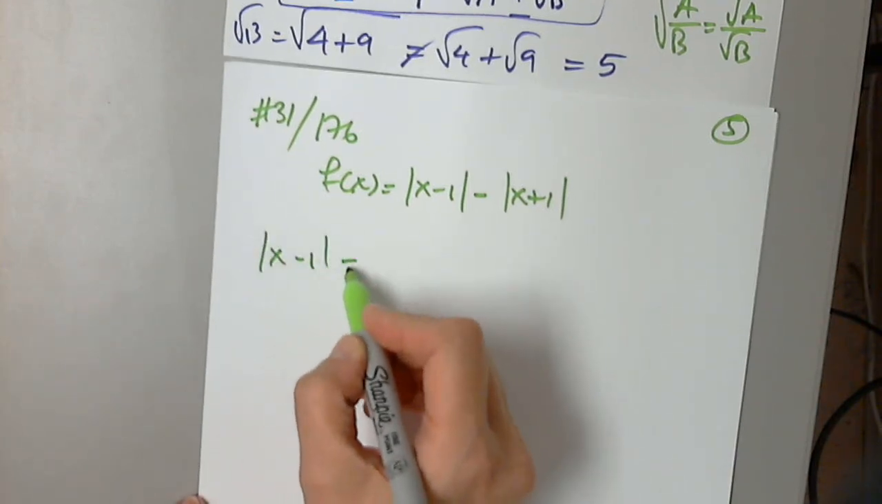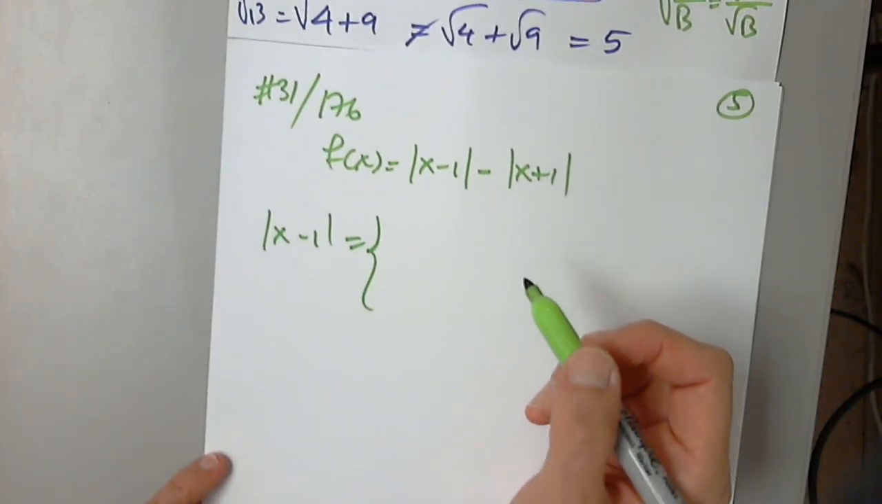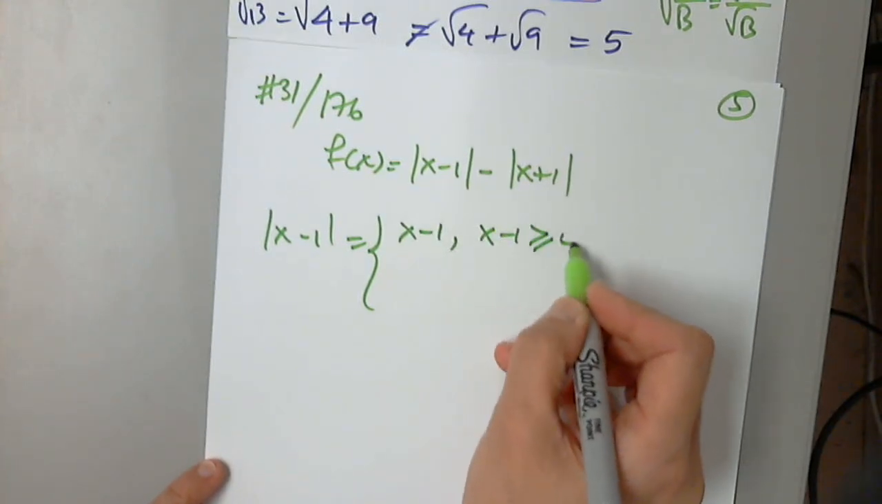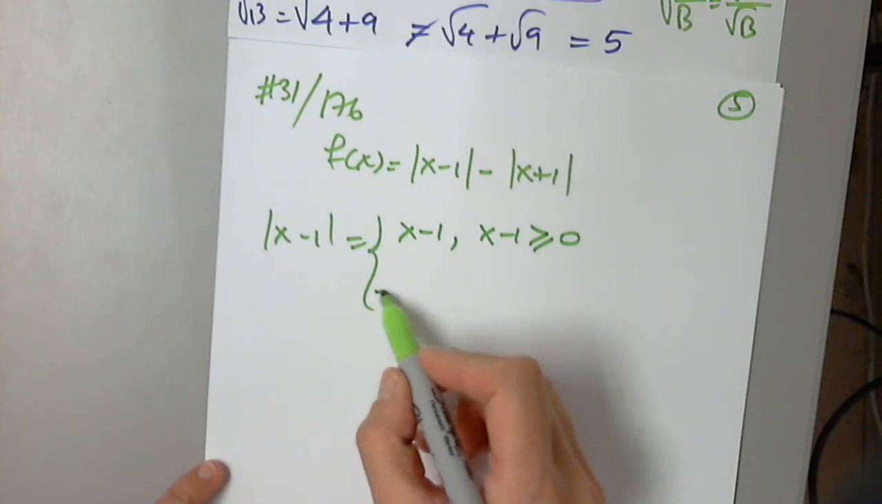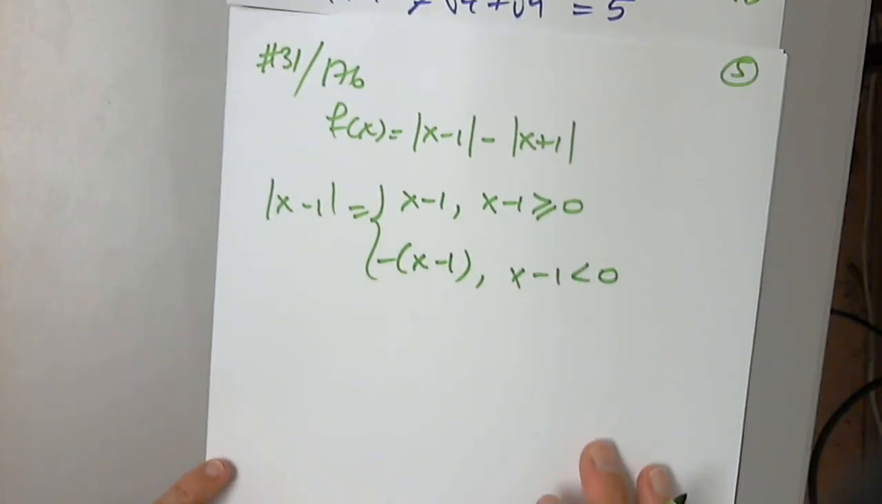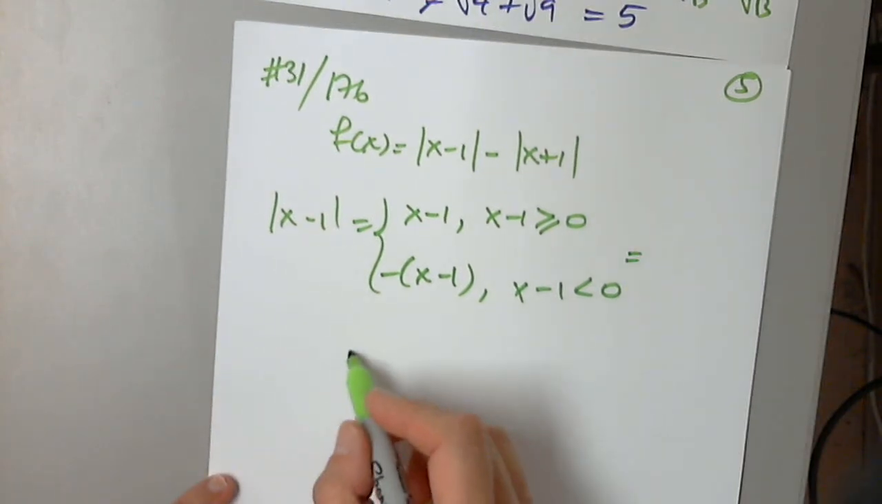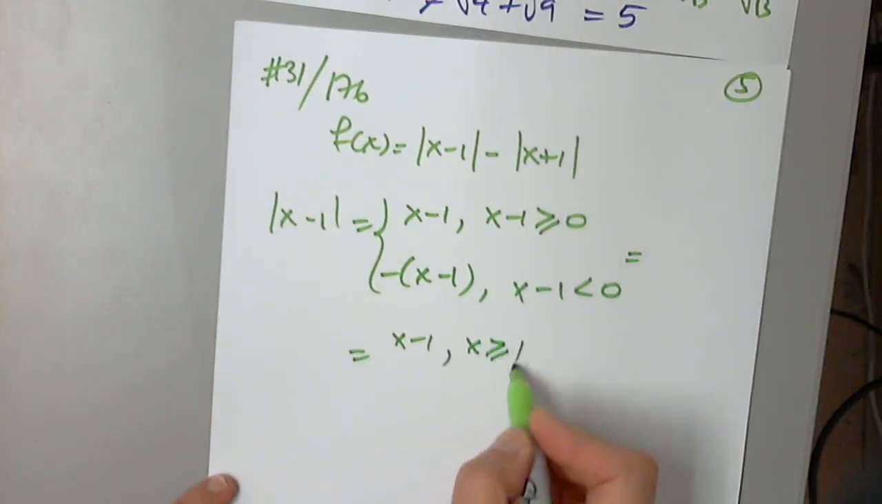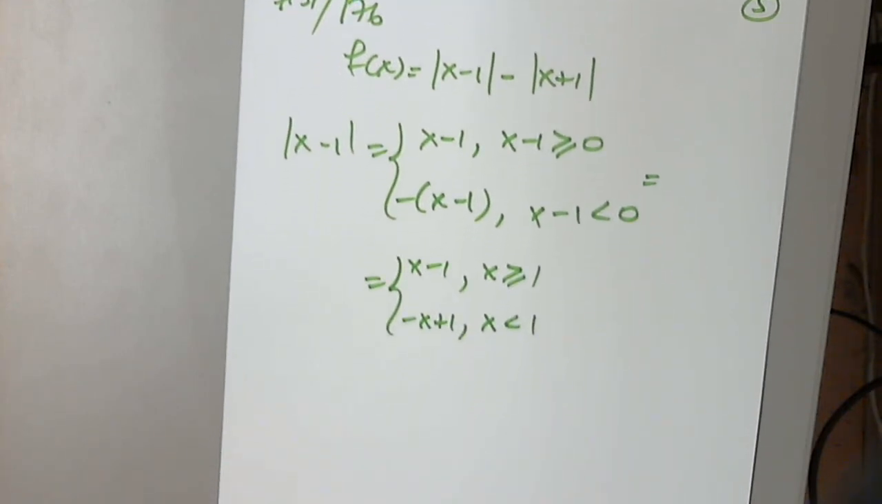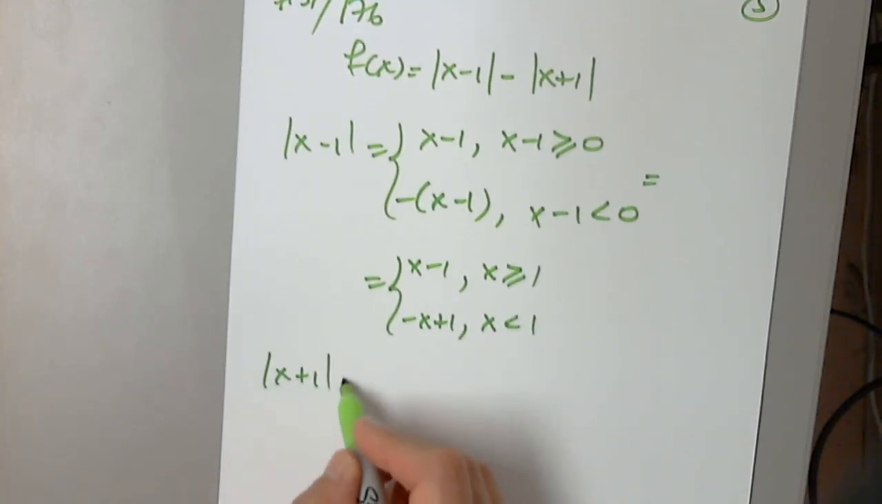The absolute value of x minus 1, what will you dictate or say? x minus 1 for x minus 1 greater than or equal to 0. Or the opposite, negative x plus 1 for x minus 1 less than 0. Which means x minus 1 for x greater than or equal to 1, negative x plus 1 for x less than 1. We will repeat for x plus 1.